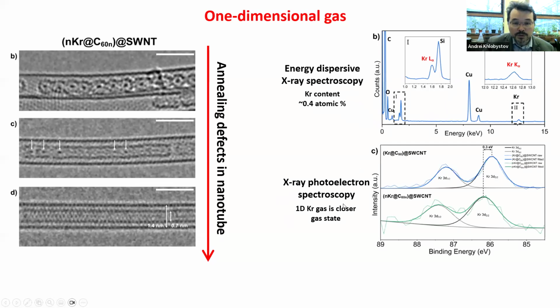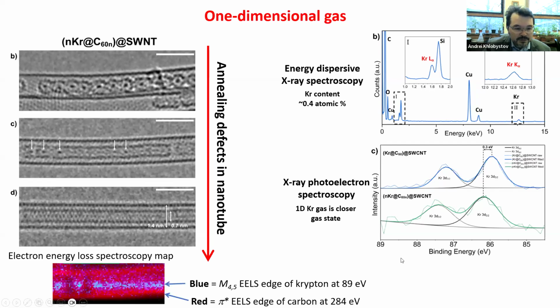Also, X-ray photoelectron spectroscopy confirms that the krypton is there, and the chemical state of the krypton inside the annealed tube is closer to the gas state than to the single atom state as it was inside the fullerenes. But perhaps the strongest evidence comes from the EELS spectral mapping. So here we are mapping the M45 EELS edge of krypton, shown in blue, and red is the pi star edge of the carbon. And here krypton manifests itself very clearly, much more clearly than in the bright field images.